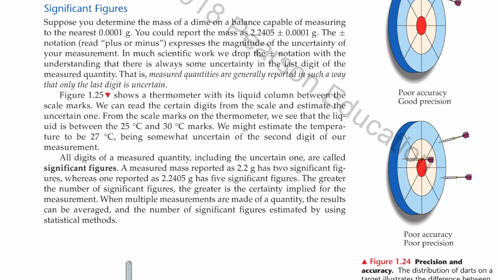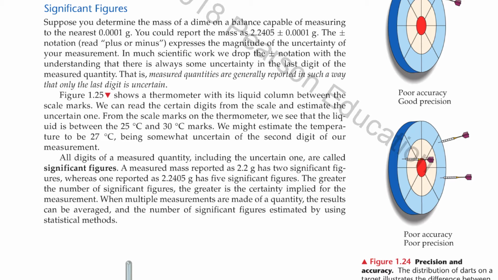Section 1.5, Topic 3, Significant Figures. Suppose you determine the mass of a dime on a balance capable of measuring to the nearest 10,000th of a gram. You could report the mass as 2.2405 plus or minus 1/10,000th of a gram. The plus or minus notation expresses the magnitude of the uncertainty of your measurement.